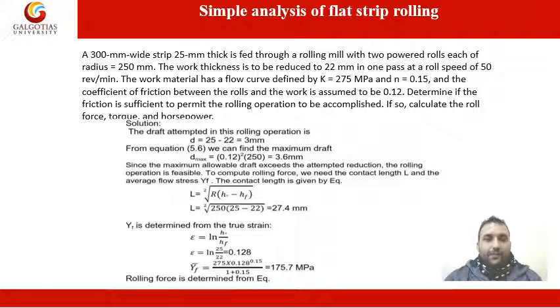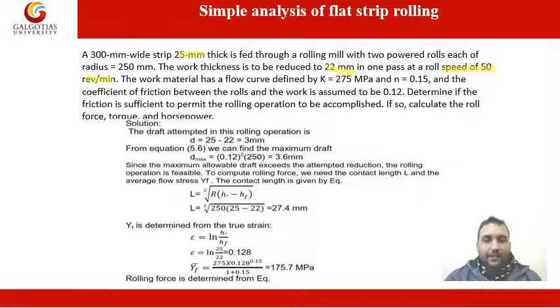Next is a practical application of the simple analysis of flat strip rolling, where a problem is given: a 300 mm wide strip of 25 mm thickness is fed through a rolling mill with two powered rolls, each of radius 250 mm. The work thickness is to be reduced to 22 mm in one pass at a roll speed of 50 revolutions per minute. So the initial thickness is 25 mm and it is reduced to 22 mm.